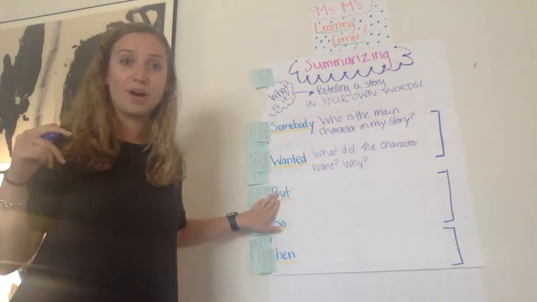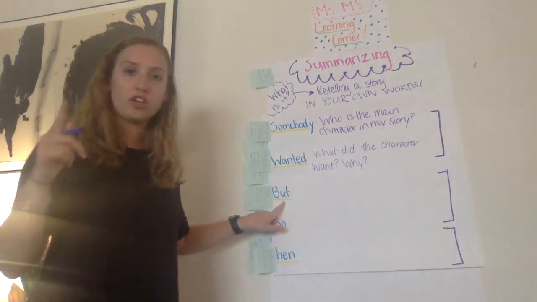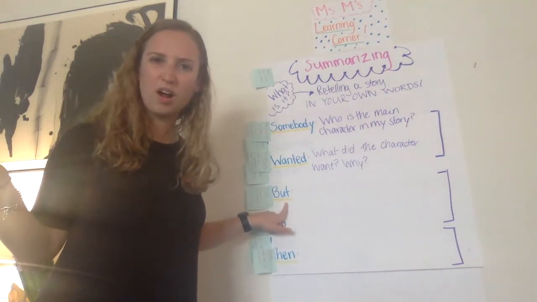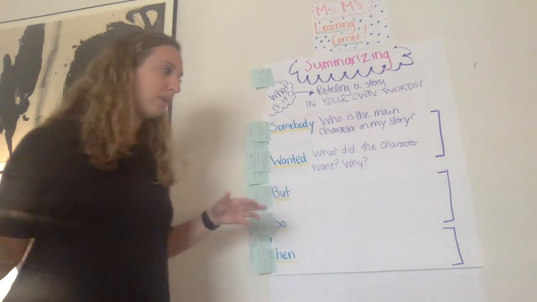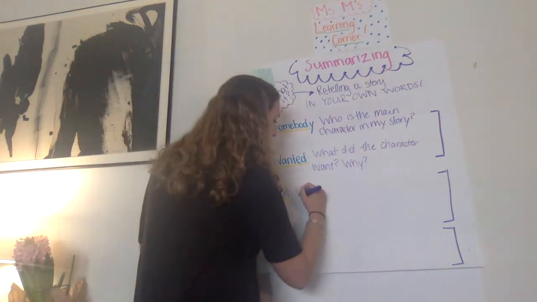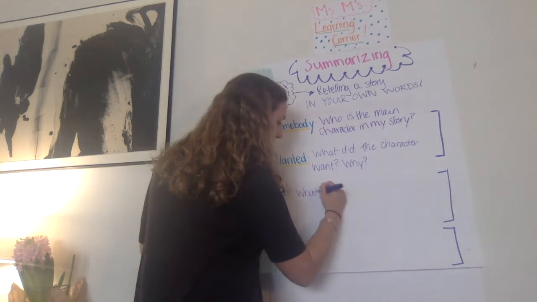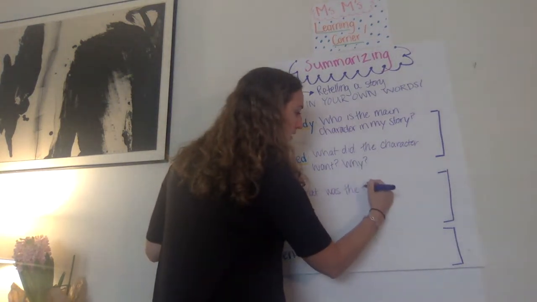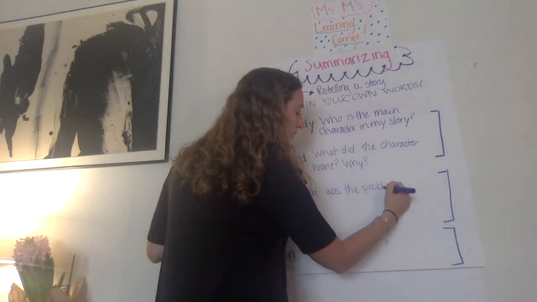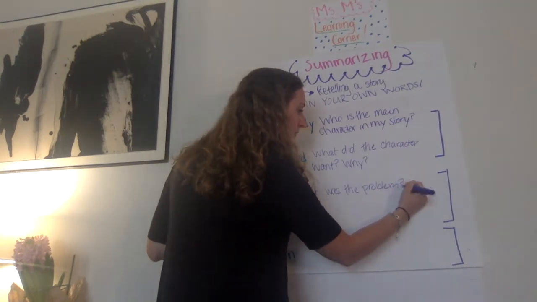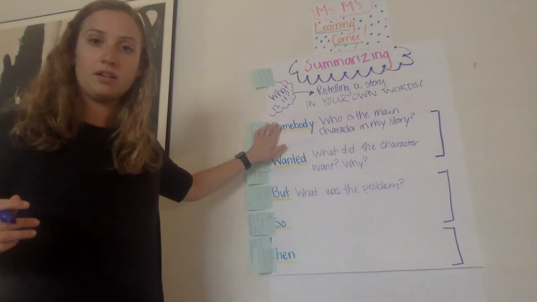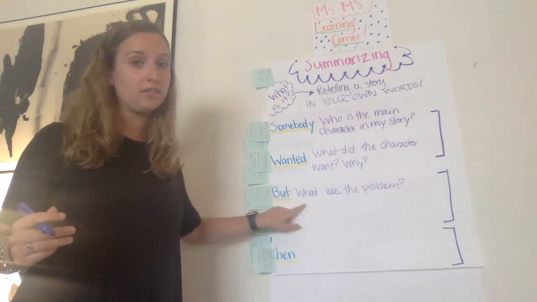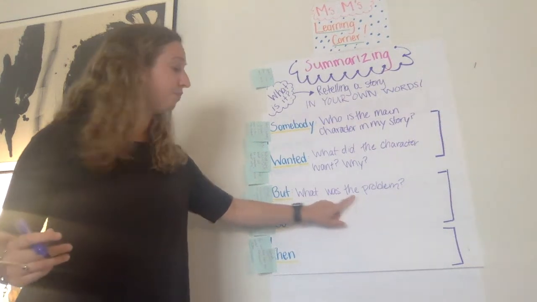Then you're going to get to but. When you get to but, you're going to ask yourself this question. You're going to say, well, what was the problem? What problem was your main character facing? What was the problem? So somebody wanted something, but there was a problem.